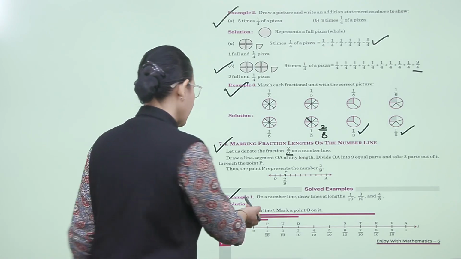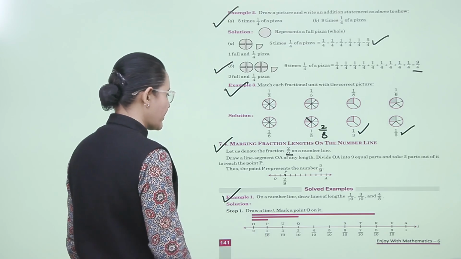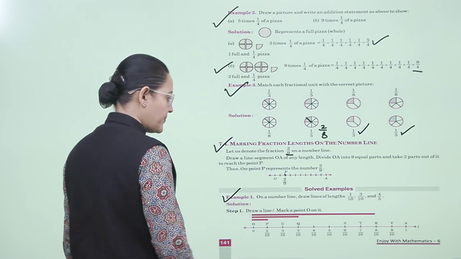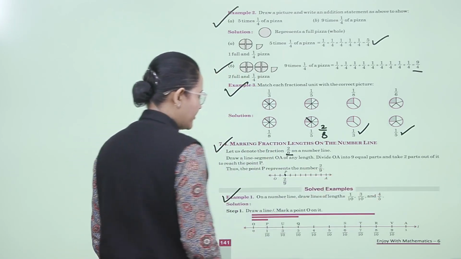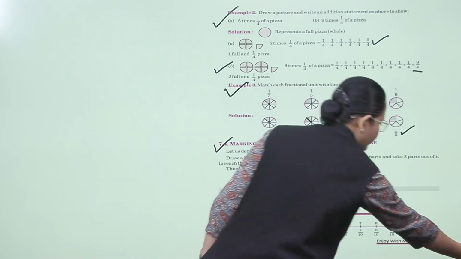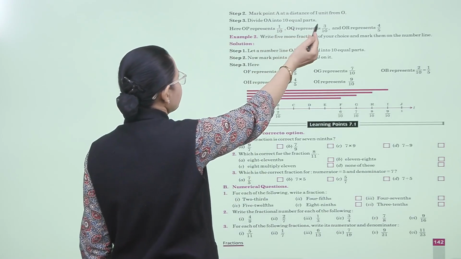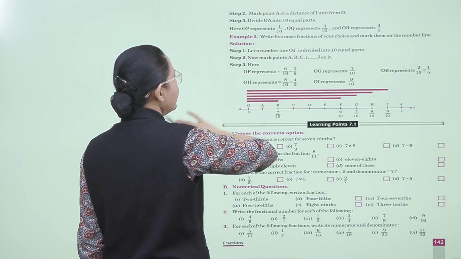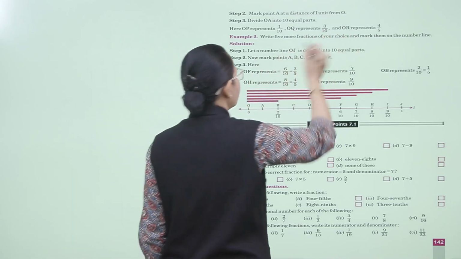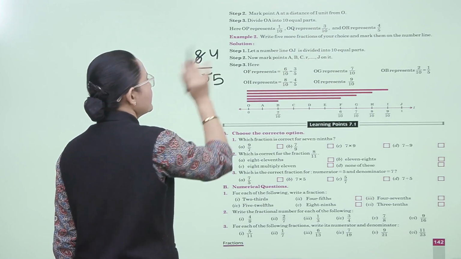Next example, on the number line mark the lengths 1/10, 3/10 and 4/5. So, draw a line, mark the point O on it. Suppose this is the point O. Now we have to mark 1/10, 3/10 and 4/5. Clear? So, we will divide into 10 equal parts. First part will represent 1/10 and third part will represent 3/10. To mark the point A at a distance from O, divide OA into 10 equal parts. So OQ represents 3/10. OR is marked 8/10. That will represent 4/5.